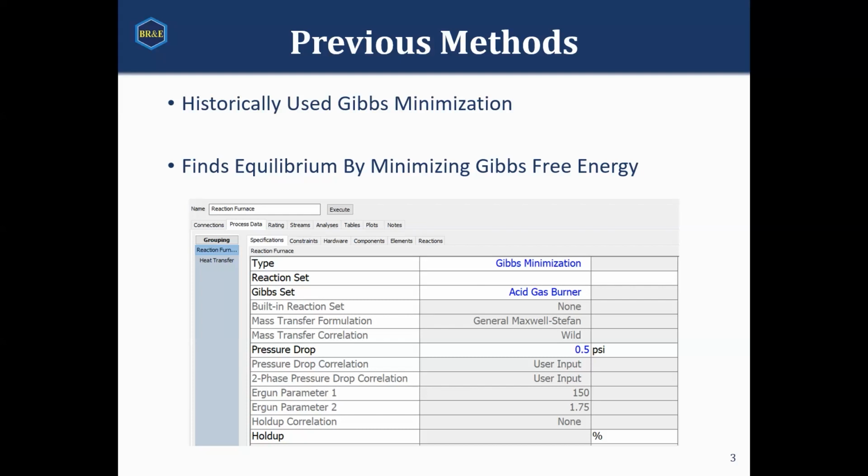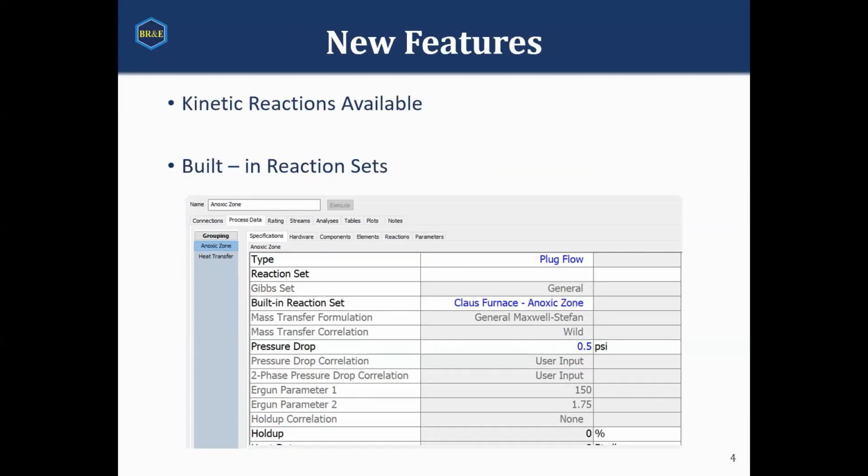New to ProMax 6.0, we do have some kinetic reactions available for our SRUs. Some of the different reaction sets that are available, we've talked about things like the Gibbs minimization. You may have seen reaction sets on your own with some ProMax work in the past. With ProMax 5.0, we've always had reaction sets. That's where you would write your own reaction.